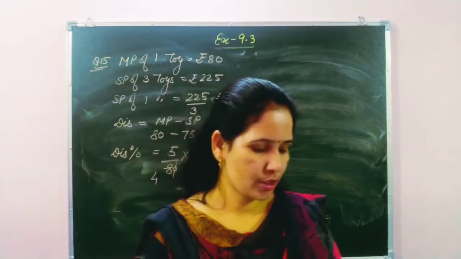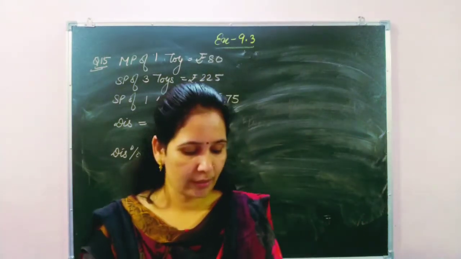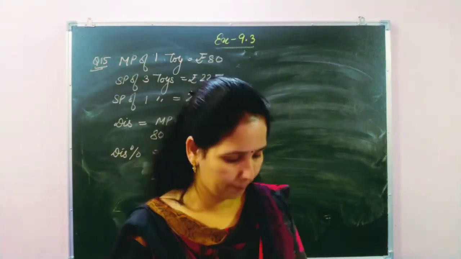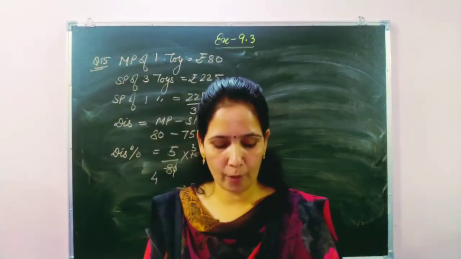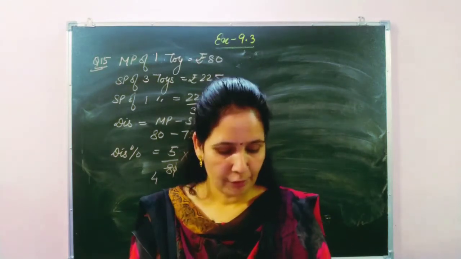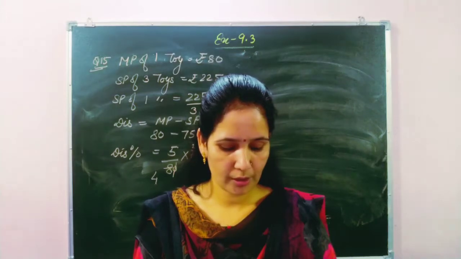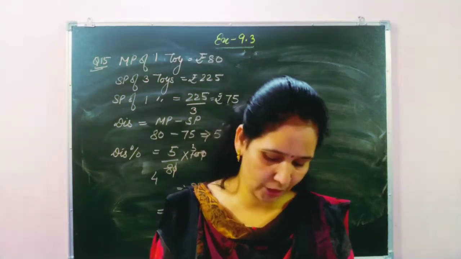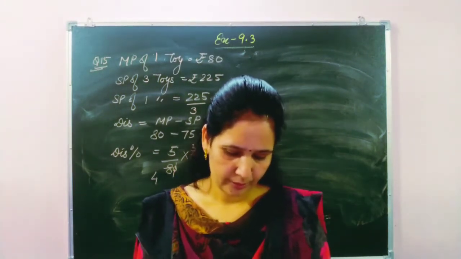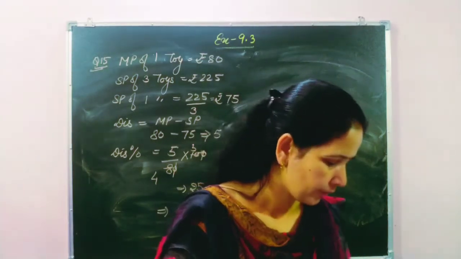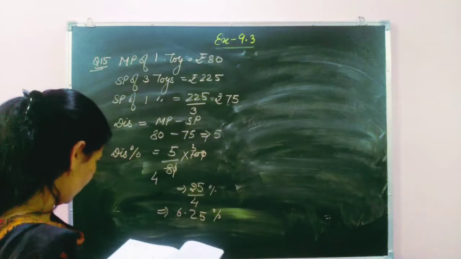Now question number 17. Poonam sells a wristwatch at a discount of 25% on its mark price. If she makes a profit of 20%, find the mark price of the watch, whose cost is rupees 1600. Okay students, so let's discuss how to solve this question.